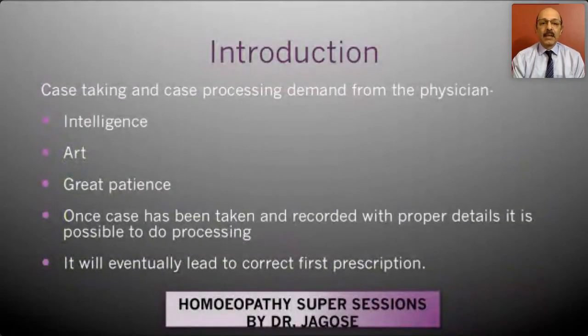Well, in the introduction, case taking and case processing demand from the physician intelligence, art, and great patience. Once the case has been taken and recorded with proper details, it is possible to do the processing and it will eventually lead to the first correct prescription. So basically, in case taking, number one, the physician should be intelligent. He should have the art of finding out the PQRS symptoms. And naturally for that, you have to have great patience. And once with your art, you have elicited the case properly, you have perceived the case properly, then you can further process the case. And that will eventually lead you to the correct first prescription.